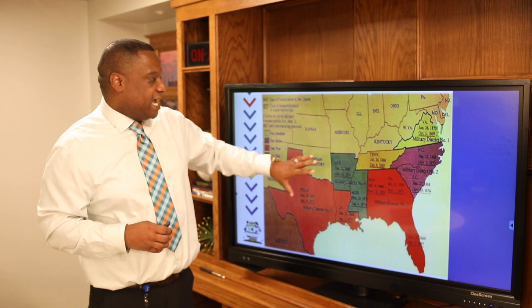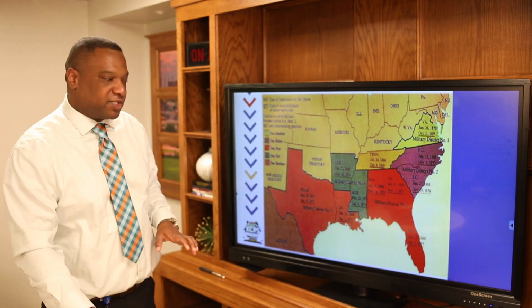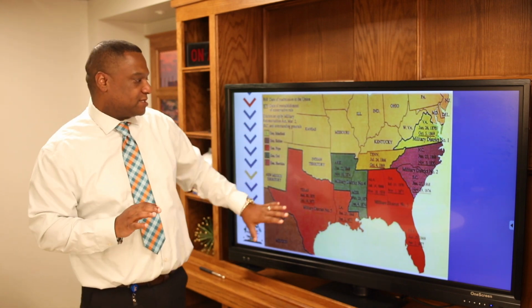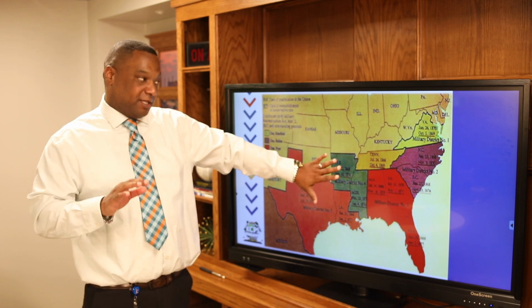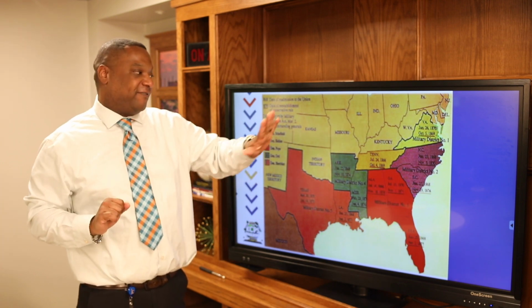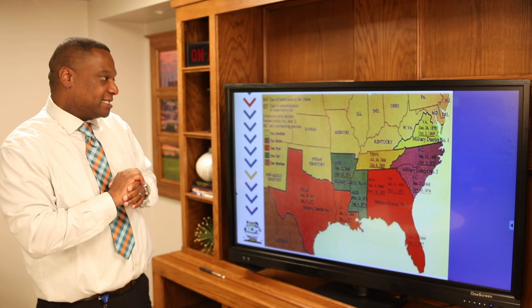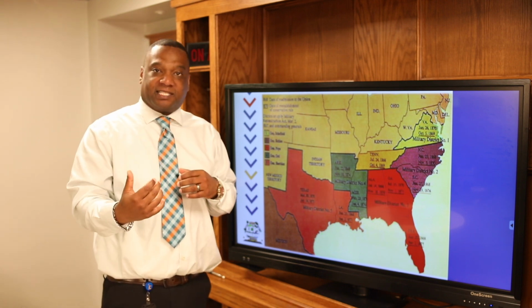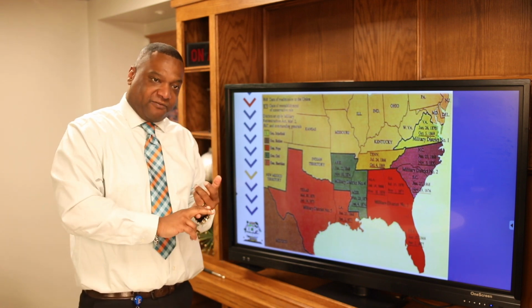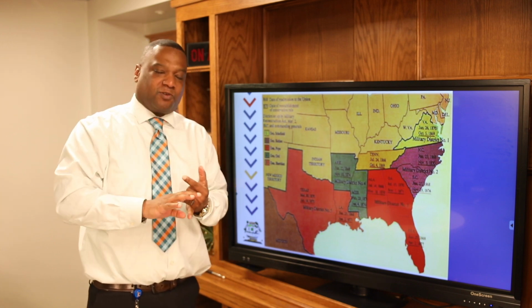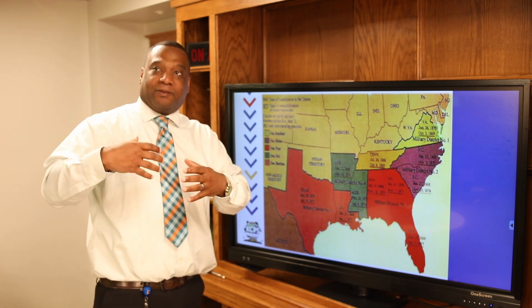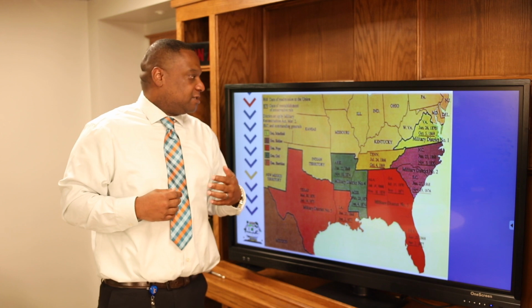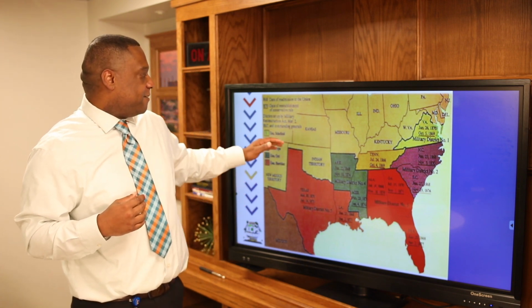So, we're going to get started with radical Reconstruction. In 1867, the South was broken up into 5 distinct districts. Basically, these districts were run by the military. They ran the Freedmen's Bureau. They ran all these organizations that basically promoted black help in the South. So these organizations were run by generals.